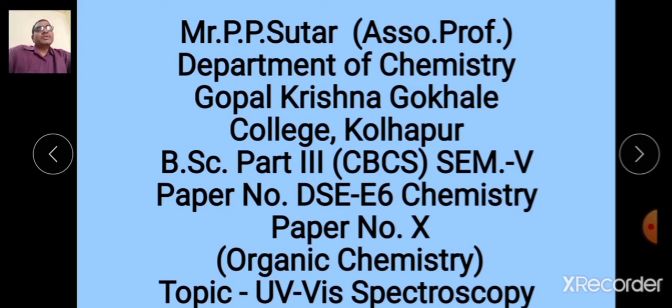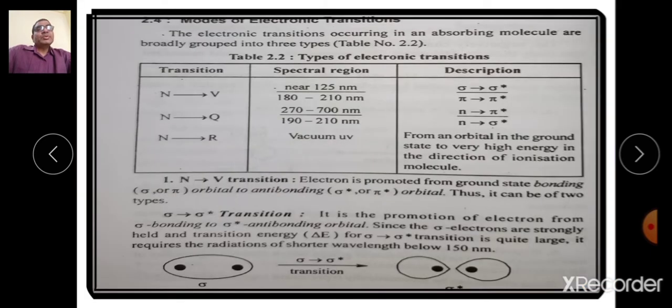Students, in the previous lectures, we have seen the knowledge about UV visible spectroscopy. Today, we are proceeding further. Now, today we are going to learn what are the modes or types of electronic transitions. Now, students, as UV visible spectroscopy is also known as electronic spectroscopy, there are transitions of electrons from lower energy level to higher energy level.